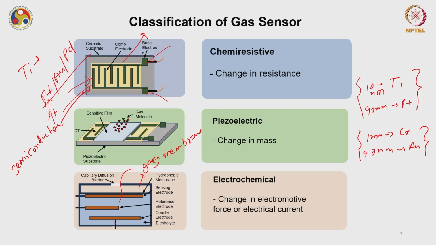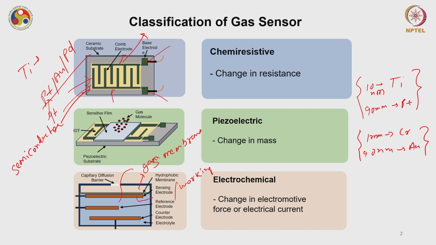Then you have a three-electrode structure. In the chemi-resistive device, you have seen that there are two electrodes, one is this comb and another is this comb. Here you have a three-electrode structure, where the first electrode is known as the sensing electrode, or sometimes also known as the working electrode. Then you have a reference electrode and a counter electrode, and everything is inside an electrolyte.